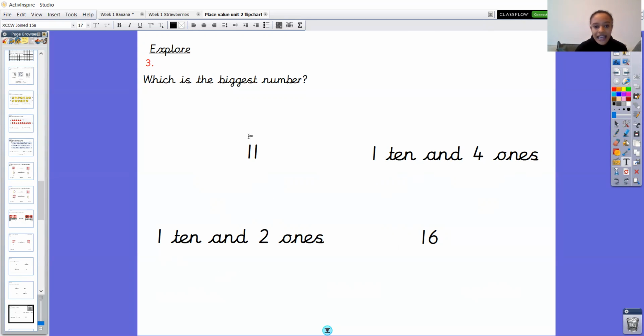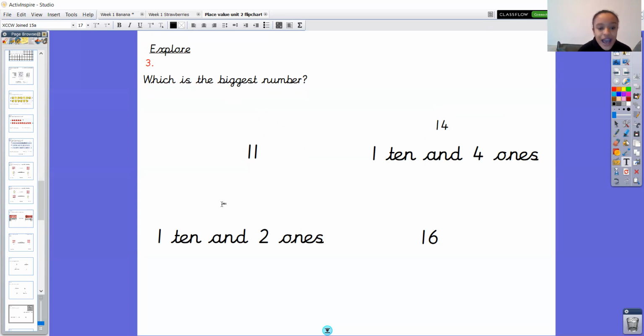We've got the number 11. Now 1 10 and 4 ones. What number does that give us? 1 10 and 4 ones gives us the number 14. 1 10, 4 ones is the number 14.